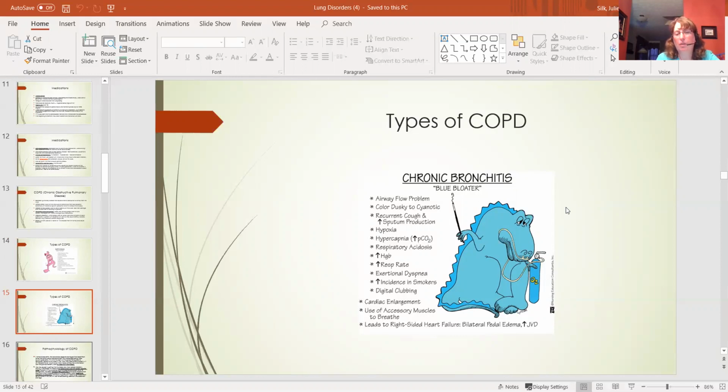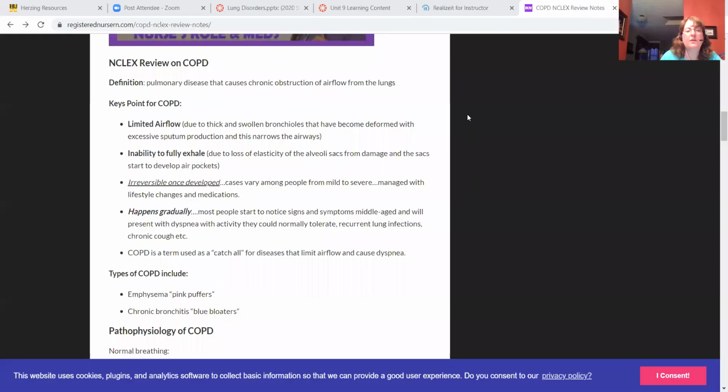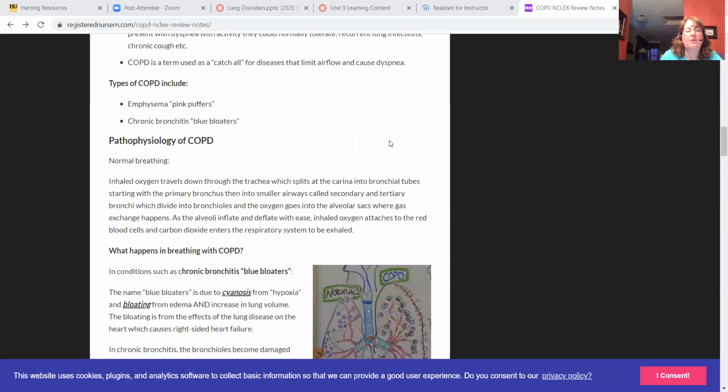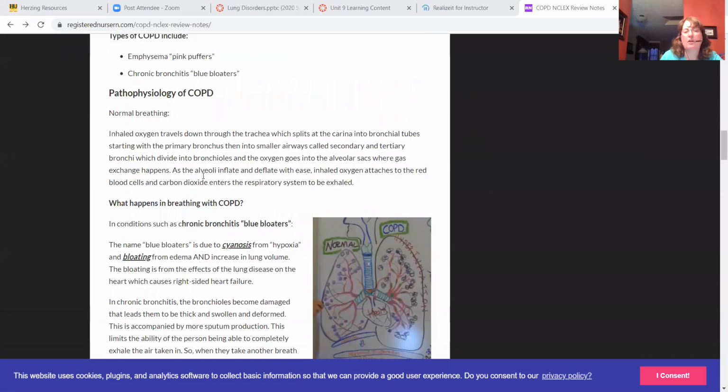And then look at the bottom of this. It says you can get cardiac enlargement. You will end up with right-sided heart failure and bilateral pedal edema with this as well. Go back to the other screen here. All right, so what's going on pathophys-wise?